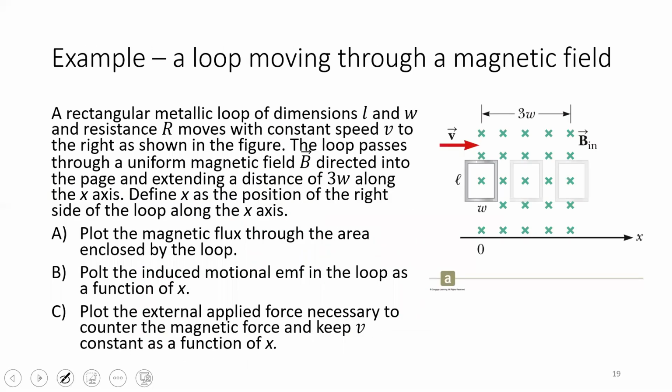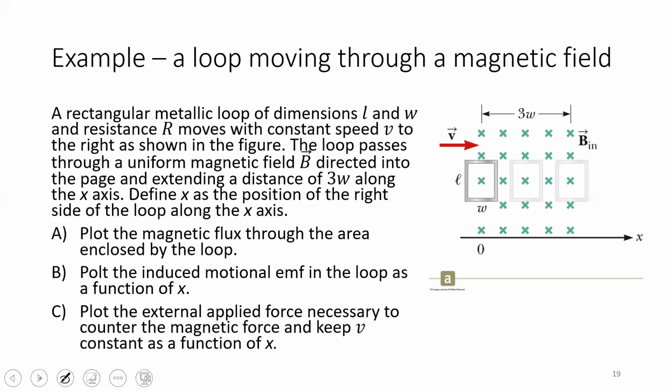So let's give ourselves an example of this problem. We want to look at a loop that's moving through a magnetic field. So we've got a rectangular loop that is, and they say metallic, but we know that means conductive. It has dimensions length and width as they're labeled in the picture there. It has a resistance R, and it's moving with a constant speed to the right. The loop passes through a uniform magnetic field directed into the page and extending a distance of 3 widths along the x-axis.